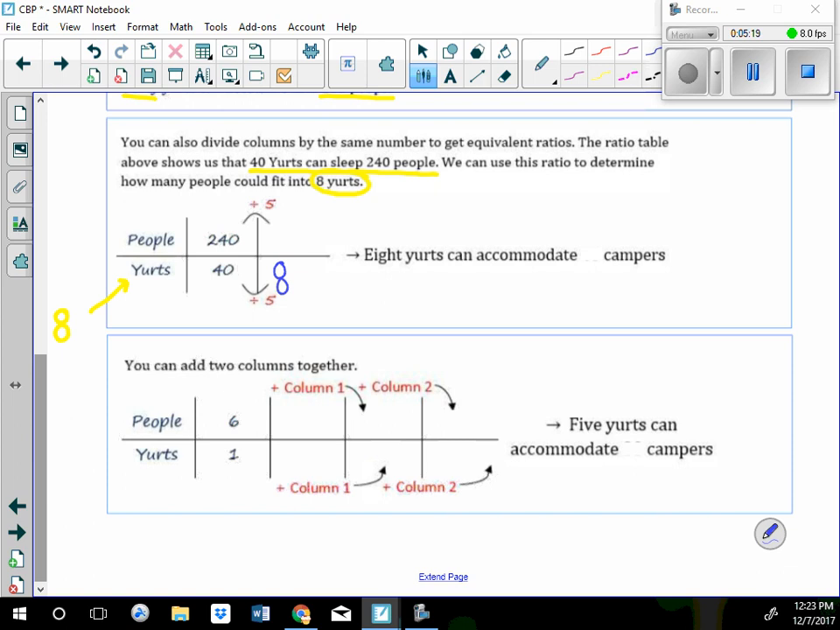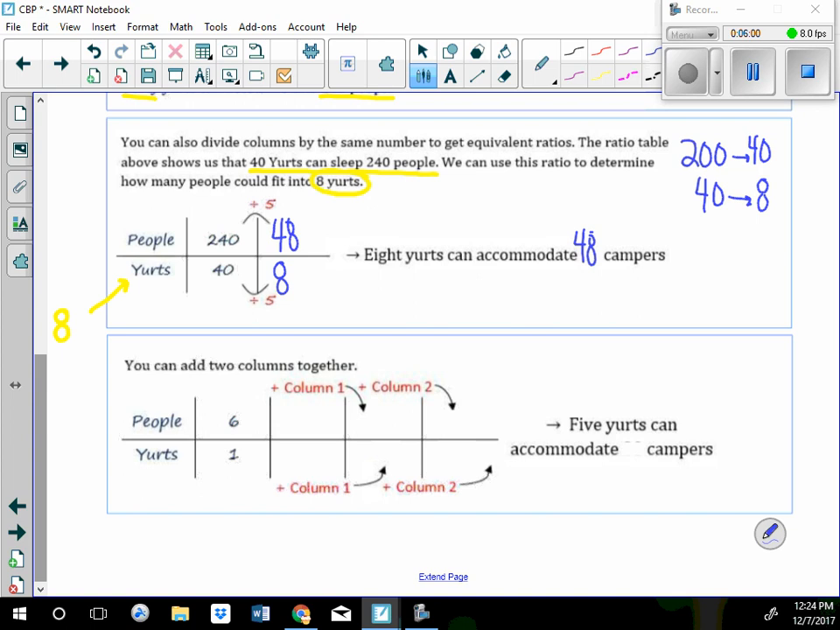Let's do this. I'm going to split 240 into 200 and into 40. Okay. So how many times does 5 go into 40? 8. Okay. And how many times does 5 go into 200? 40. So yeah, it would be 48. So 8 yurts can accommodate 48 campers. Okay. Now, if I wanted to do a different number, I could. I'm just looking for a common factor of 240 and 40.